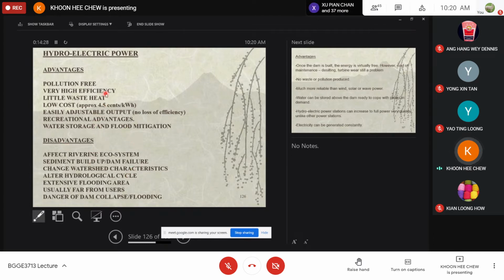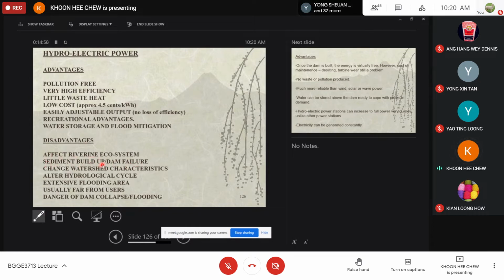That's why I said just now, whether it is pollution free or not depends on which angle we are looking at. If we are looking at the land, it may have an effect on our ecosystem because we are going to change the directions of the river and so forth. And then the sediment may build up, causing dam failure, because the water is not clean water.